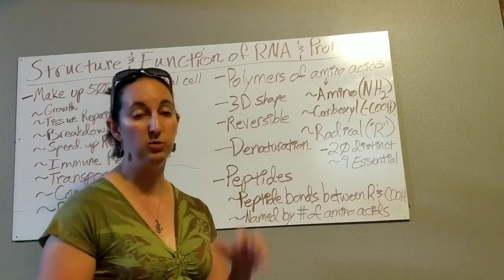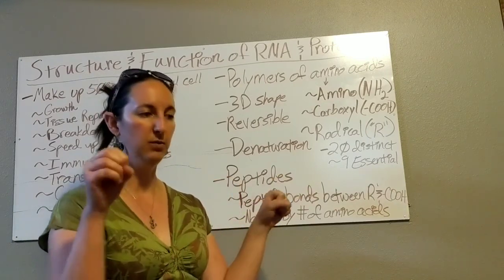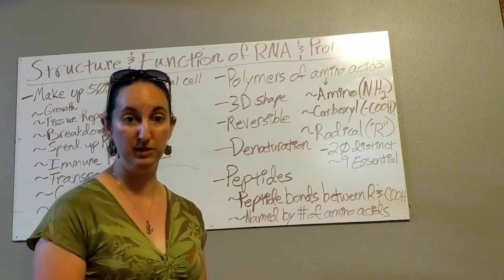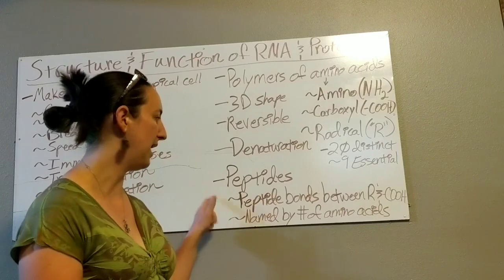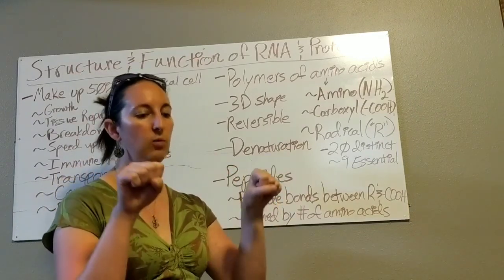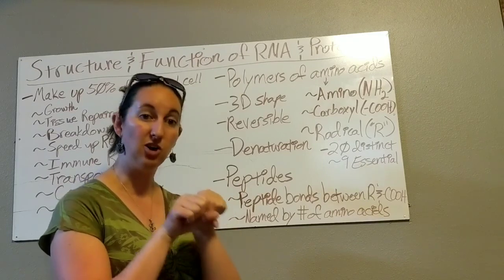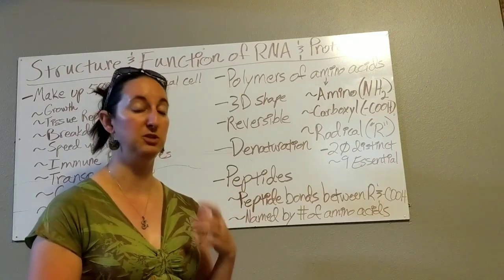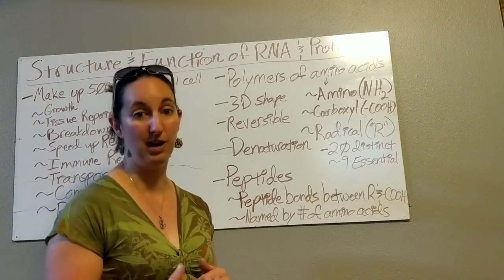Now, to create proteins, we want to take those little amino acids and we want to stitch them all together into these big polymers that we've been talking about. And we call these polymers peptides. That's because taking one amino acid and another, we bind them together, and that bond is called a peptide bond. And this peptide bond is going to be something that occurs between that radical group and the carboxyl group.